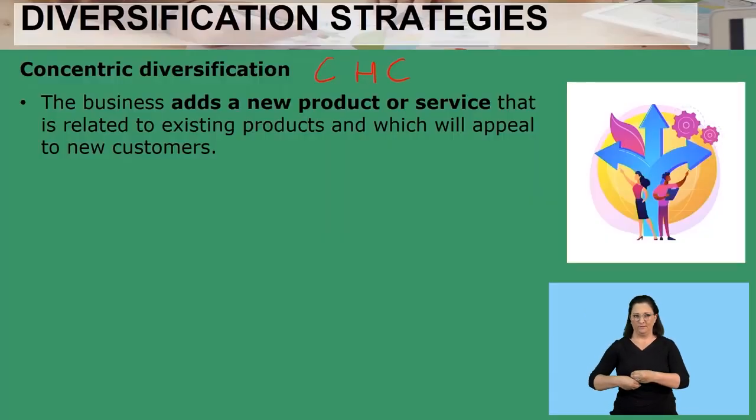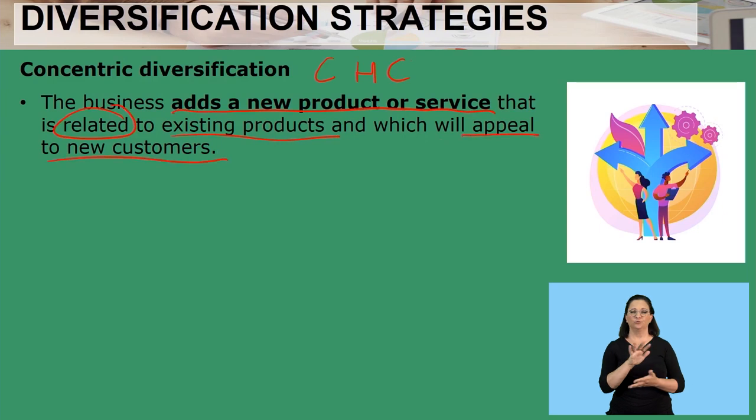All right, so what does it mean here? With diversification, we are adding new products. We are adding new products, but the manner in which these products are added is different. It's not the same. So as mentioned, we're starting off with concentric diversification strategy. Here, the business adds a new product or service that is related. That is the keyword. It is related to its existing product, which will appeal to new customers.